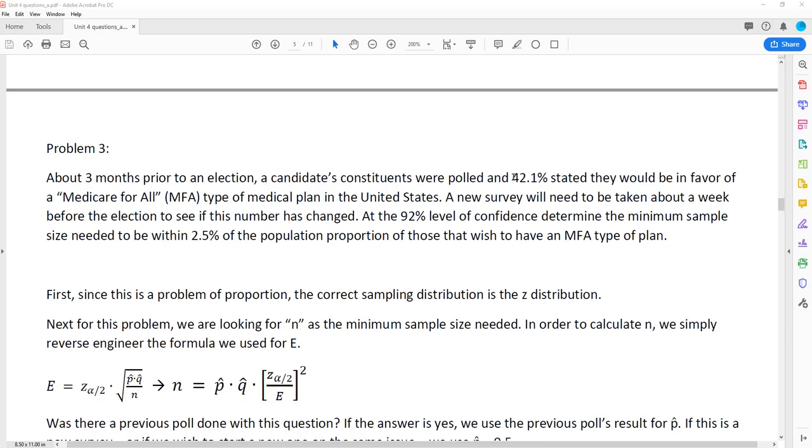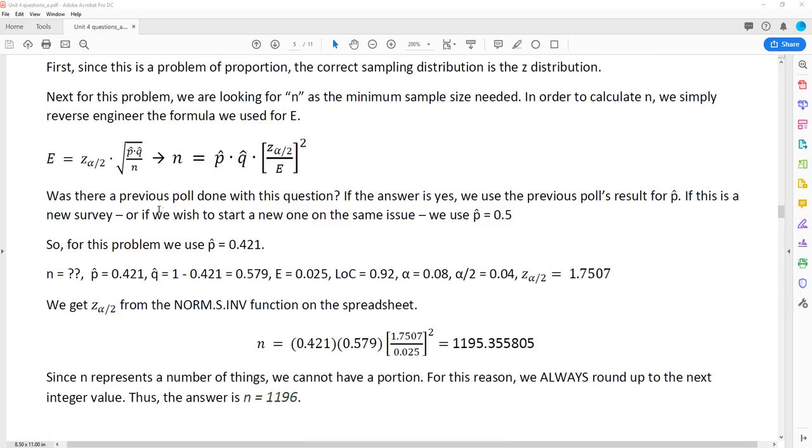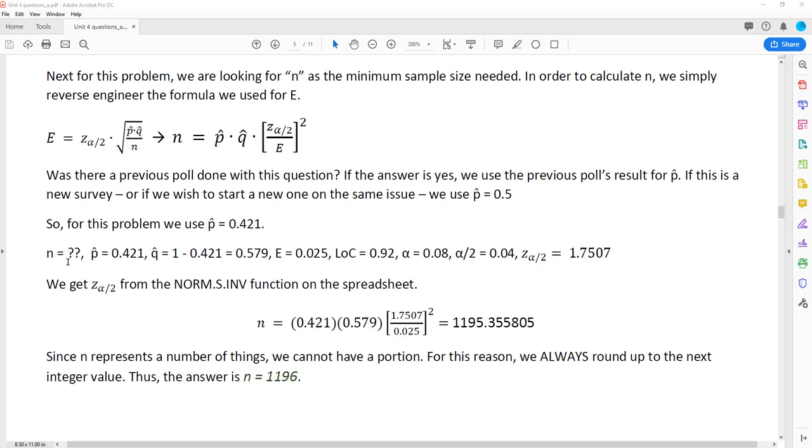But for this problem, it states explicitly that we had a previous poll, and that previous poll showed a result of 42.1% being in favor of Medicare for all. So we use that for p hat, except we write it as a decimal, so p hat equals 0.421. The parameters, we have n equals, that's what we're looking for, p hat equals 0.421.